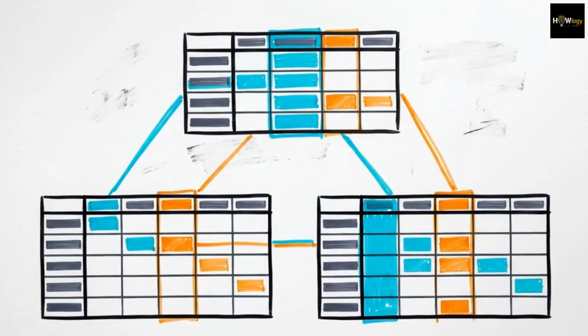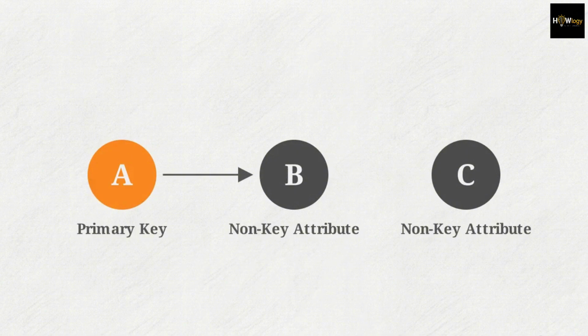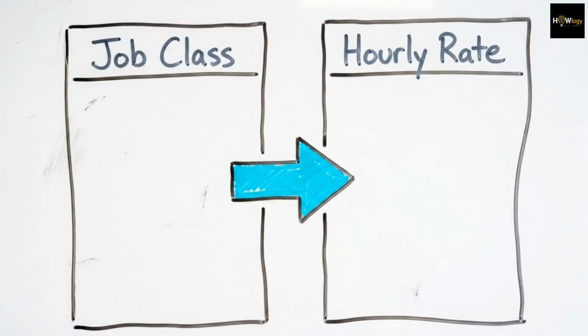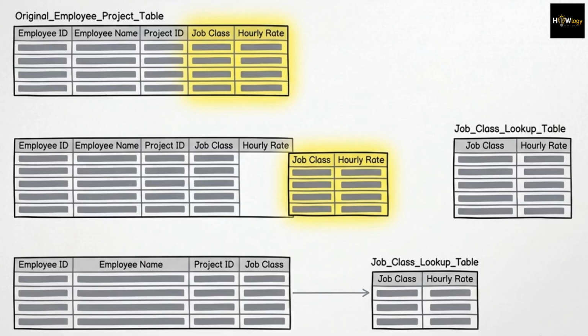We are now ready for third normal form, or 3NF, which eliminates the final hidden redundancies known as transitive dependencies. A transitive dependency occurs when a non-key attribute dictates the value of another non-key attribute. For instance, in our employee list, the job class directly determines the hourly rate. If you know the job title, you automatically know the rate. To fix this, third normal form requires us to break the data down one final time, extracting the job class and hourly rate into their own independent lookup table.